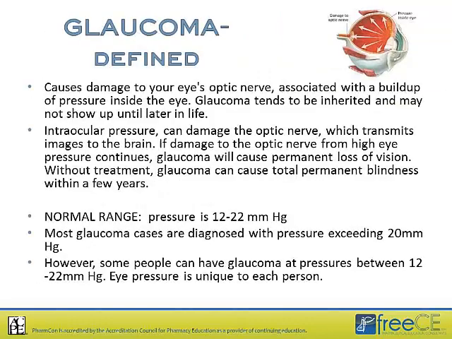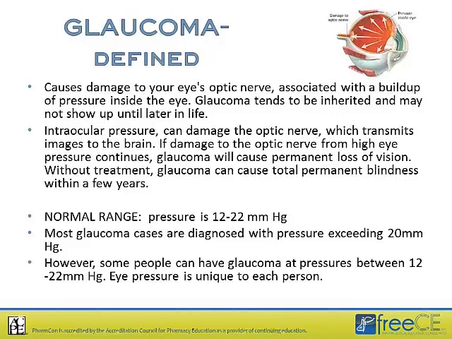Another disease state that we pharmacists commonly treat in the retail setting is glaucoma. Glaucoma causes damage to the eye's optic nerve associated with a buildup of pressure inside the eye. Glaucoma tends to be inherited and may not show up until later on in life. When we have these elevations of intraocular pressure, it can cause damage to the optic nerve, which transmits those images to the brain. They call it the silent killer of the eyes.